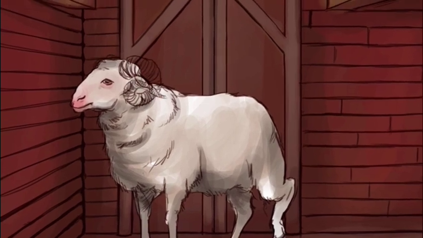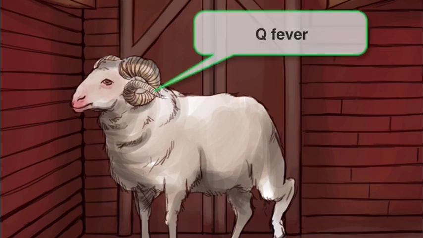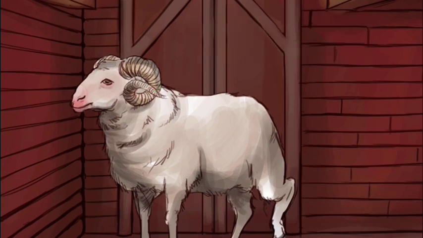The second feature about our ram is the shape of our horns, which are exaggerated to look like curly Qs. And this association is to remind you that Coxiella causes Q fever. I mentioned that Coxiella was once classified as a rickettsial species, and part of the reason for this is that it too is an obligate intracellular organism.